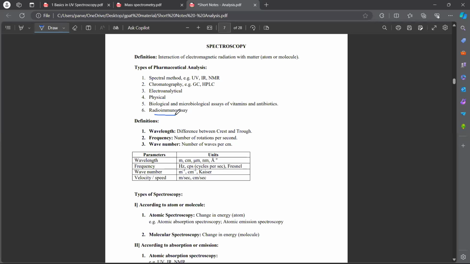So basically, first of all, let us start our discussion on spectroscopy. Spectroscopy deals with electromagnetic radiation, which is also known as EMR. What are the two major components of the electromagnetic radiation? Tell me, guys. The electromagnetic wave is made up of two components: the electric wave and the magnetic wave. Both are perpendicular to each other, lying at an angle of 90 degrees.